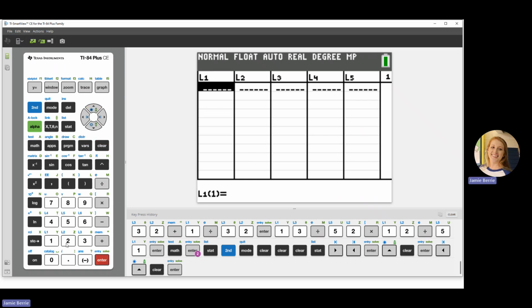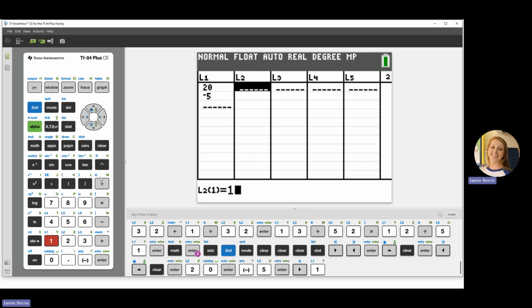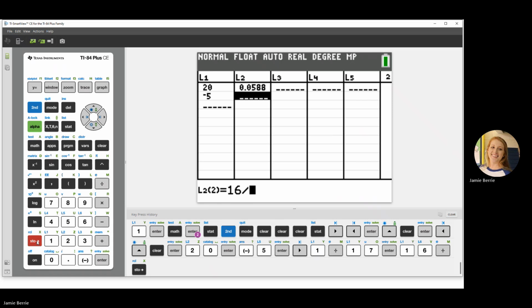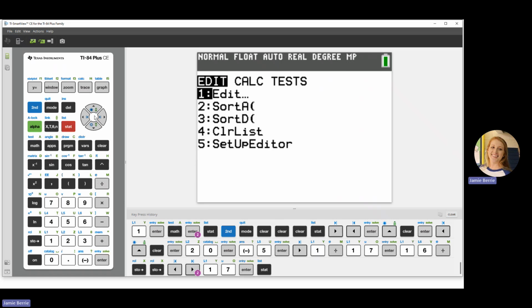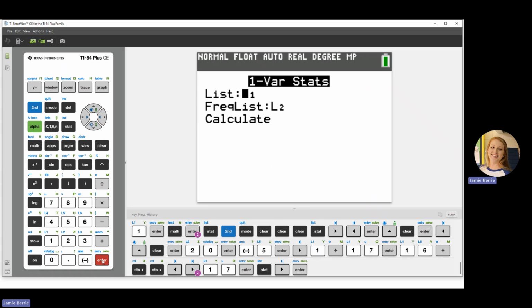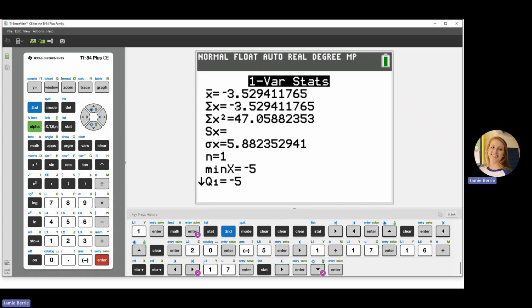Then you put in your outcomes there, so 20 and -5. Then over here you put the probabilities. That's 1 out of 17. And then 16 out of 17. There we go. All right, then you could go to stat, go to calc, and do your one variable stats. We've already got frequency list as L2, so we don't need to do that again. And then you hit calculate, and there's our expected value.